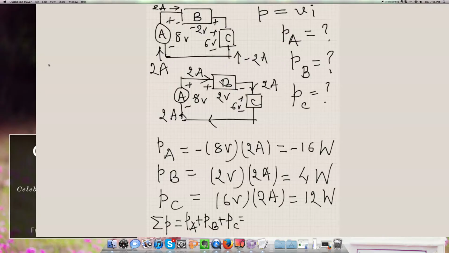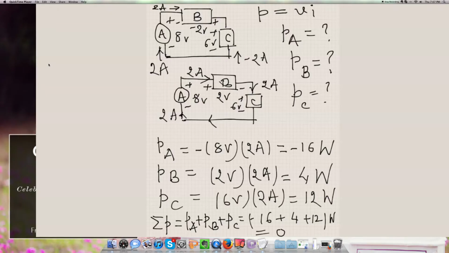is minus 16 plus 4 plus 12. All of them are watt, of course, equals 0, meaning the power is balanced. Now, using passive sign convention, which is the US standard, the negative sign with the power means this is the power supplied. The positive signs like P sub B and P sub C mean they are power consumers. And this is called the passive sign convention, which is the US standard.